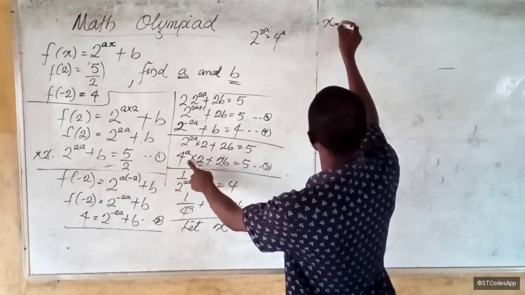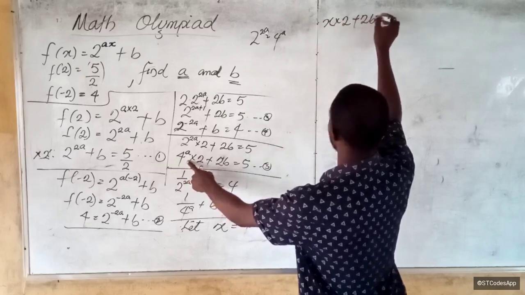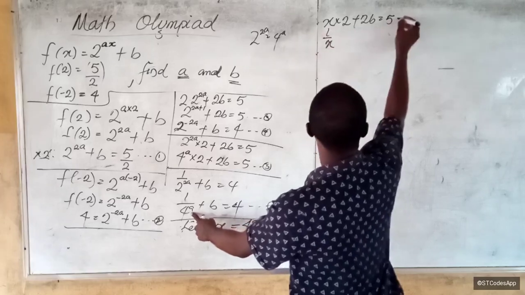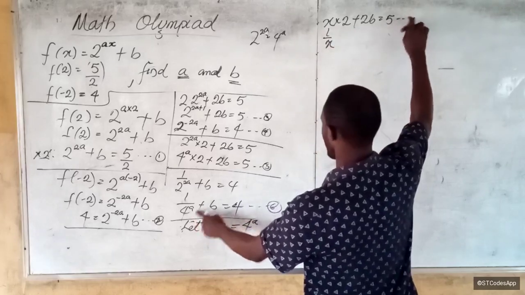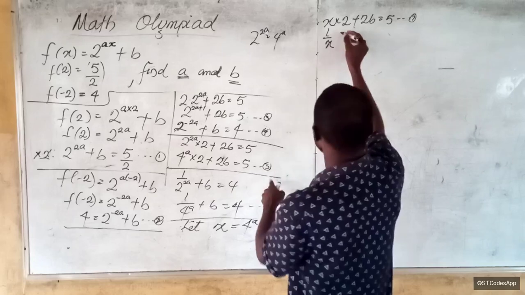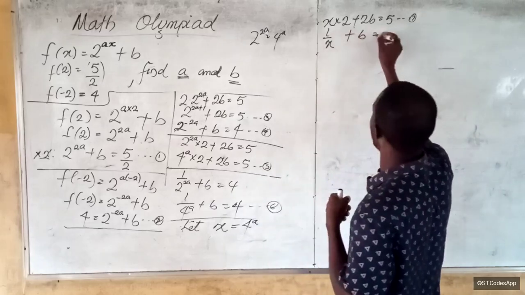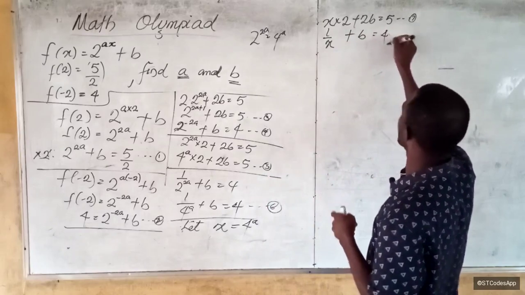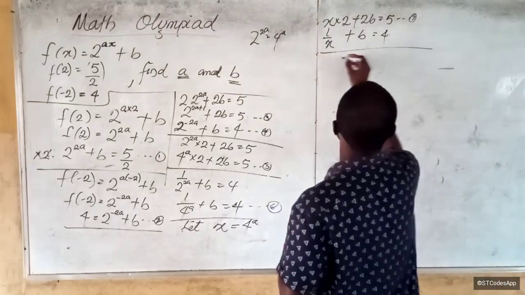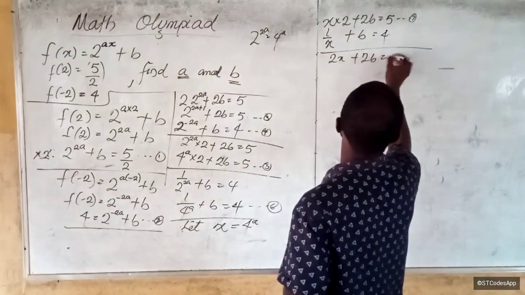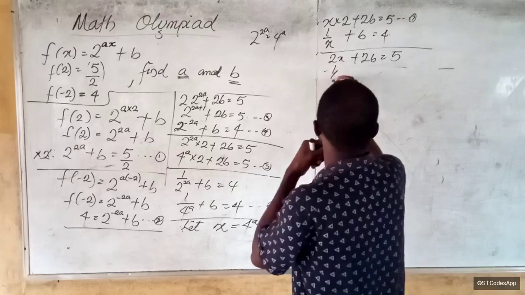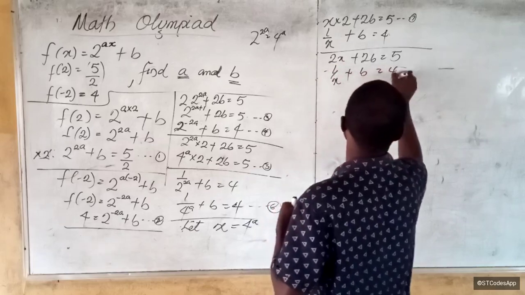So we have x times 2 plus 2b is equal to 5. And here, 1 over x, these are equations from equation 5 now, so this becomes equation 7, this becomes equation 8. I'm writing that many equations because it's going to turn into a simultaneous equation. So now we can make it 2x plus 2b is equal to 5, and here we have 1 over x plus b is equal to 4.